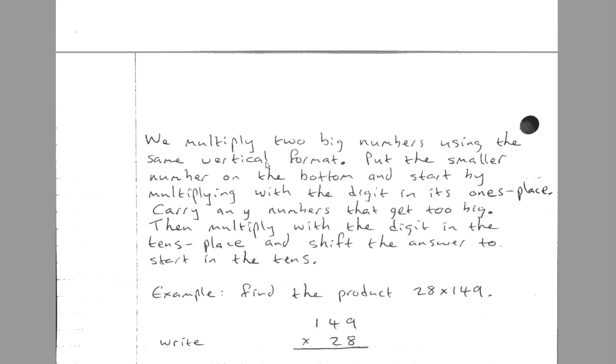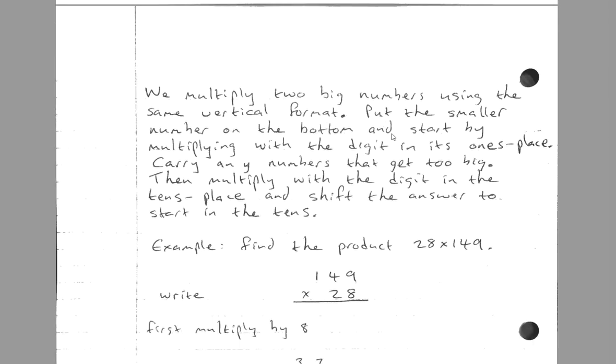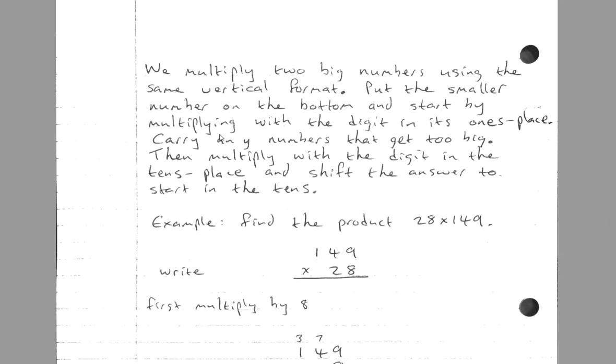And let's take a look at how we multiply 2 bigger numbers. All right, we're using the same vertical format. Okay, so it did make a difference with subtraction, which number you put on top, but here I think it's slightly less work if you put the smaller number on the bottom. Multiplication is commutative, so it doesn't matter which you put on top, which on the bottom.